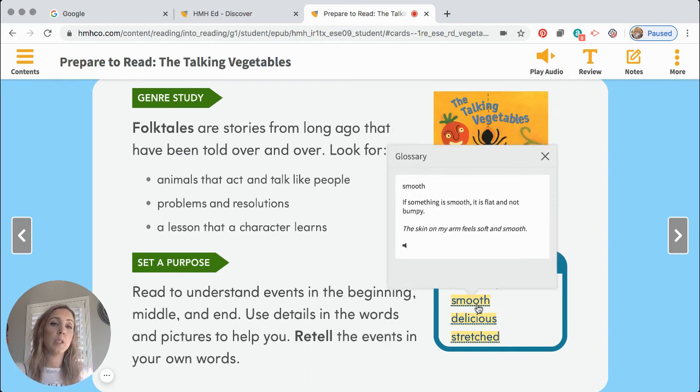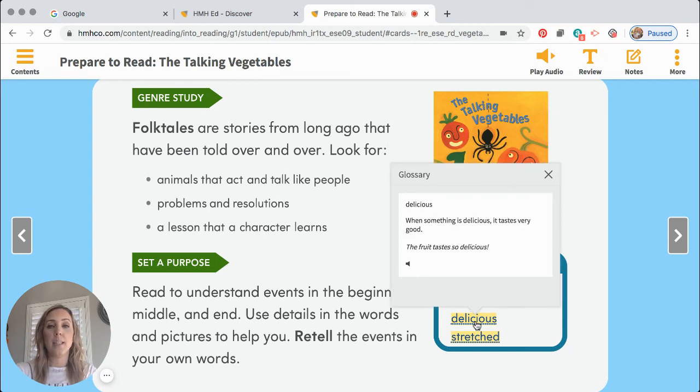The next word is the word smooth. If something is smooth, it is flat and not bumpy. So the skin on my arm feels soft and smooth. If I run my hand across my arm, I don't feel very many bumps. It's nice and soft. It's nice and smooth. The word is smooth. Can you read it with me? Ready? Smooth. Excellent.